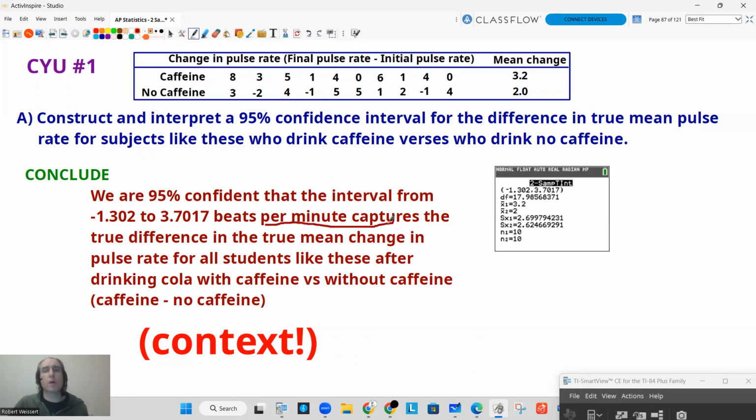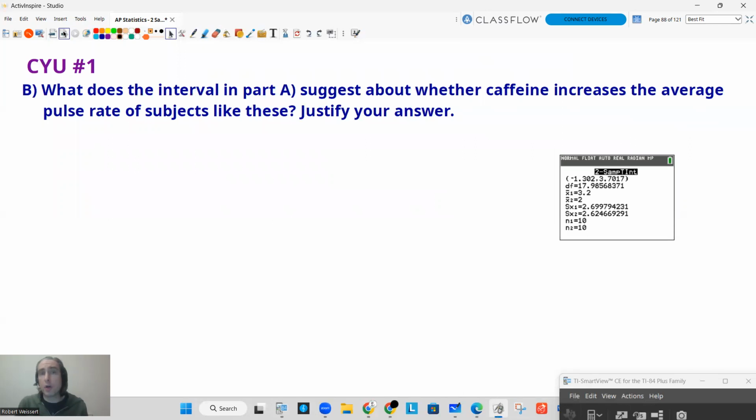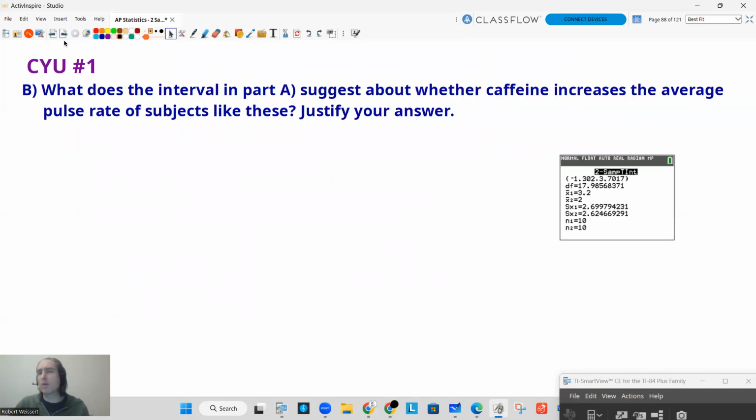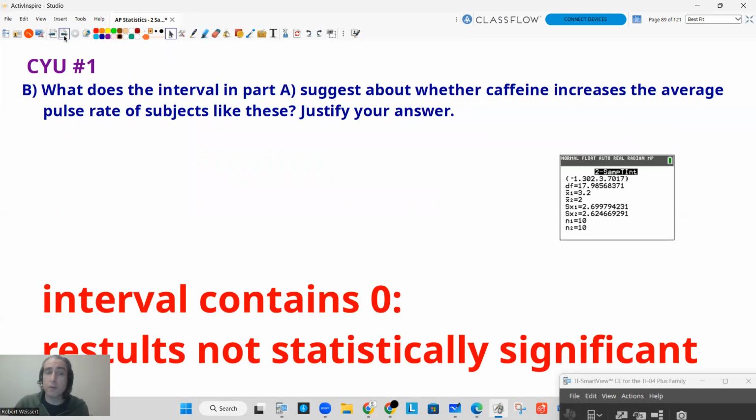Now there's a second part of this question, which you couldn't answer unless you answered the conclude part or the do part, which is, what does the interval in part A suggest about whether caffeine increases the average pulse rate of subjects like these? And justify your answer. Well, the interval is between negative 1.302 and positive 3.7017. What number is in that interval that might suggest we don't have significant evidence to conclude that there's an increase? You guessed it, the interval contains 0.